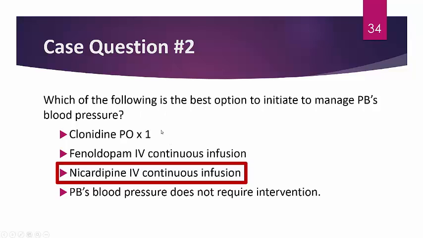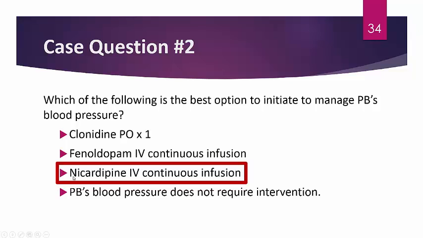Clonidine PO times 1 would not be appropriate for this patient, as this patient has a hypertensive emergency. If the patient had a hypertensive urgency with no target organ damage, Clonidine PO times 1 might be an option. PB's blood pressure does require intervention because it is hypertensive emergency, therefore the last answer is not correct.